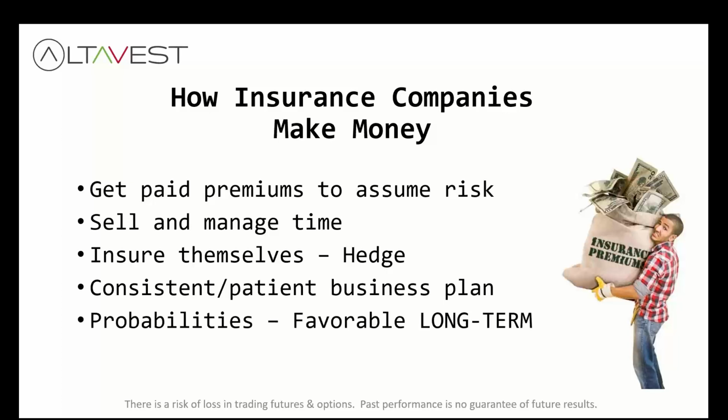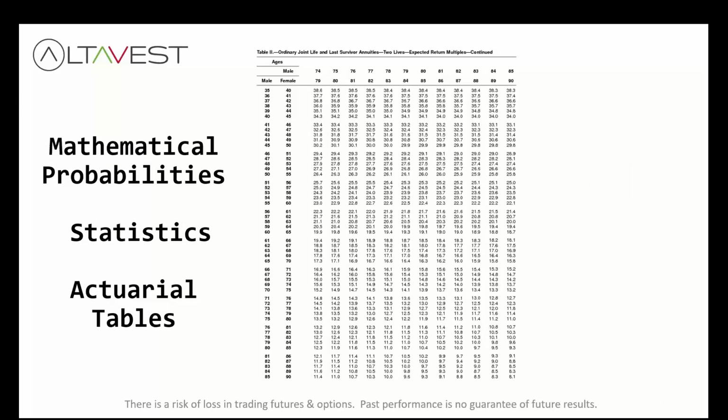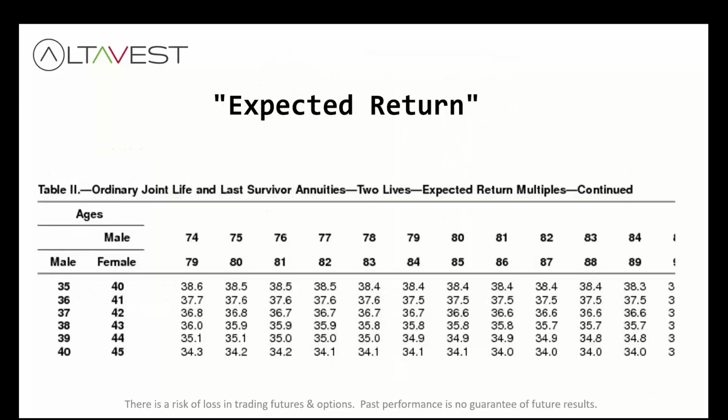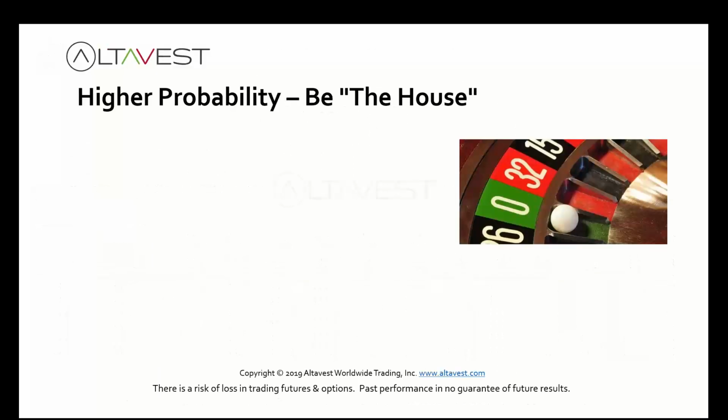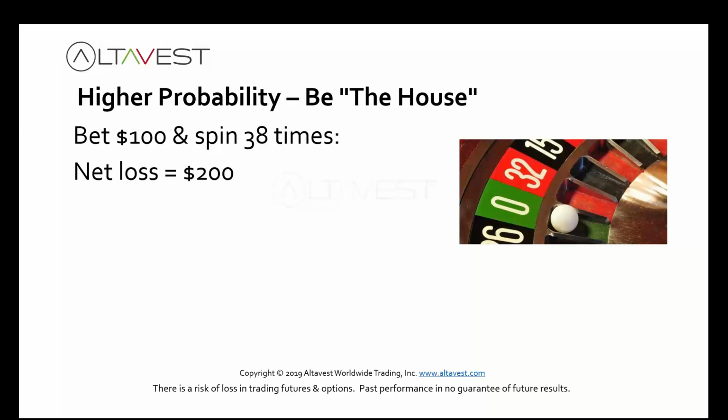They're looking at probabilities, favorable long-term probabilities. Statistics, that's all they do is applied math. Expected returns, actuarials. And you know who else does that? Casinos. Gaming. So that's called the house, the casino. And that's basically why they're in business. They operate in a higher probability environment or landscape.